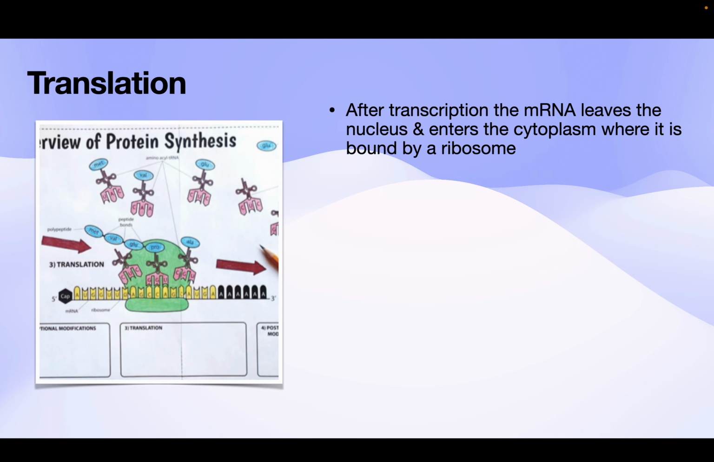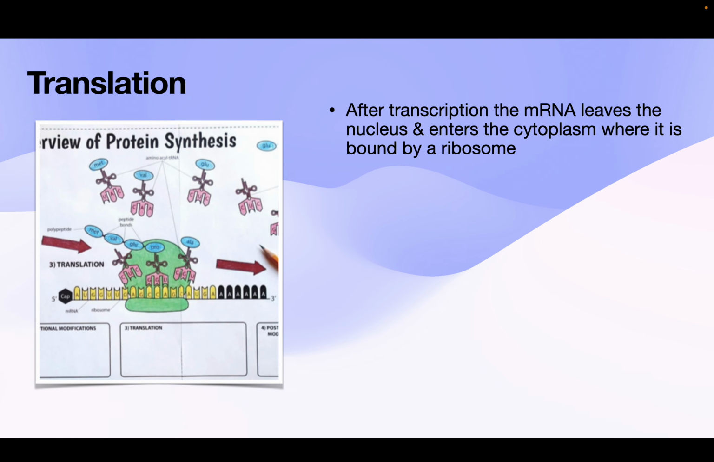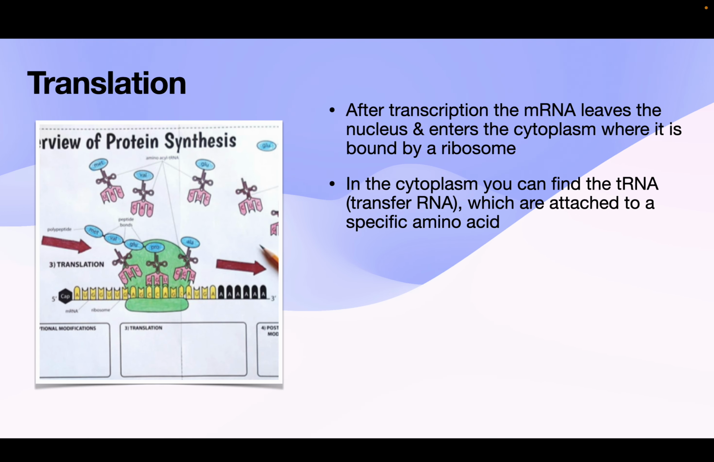After transcription, our mRNA has been produced in the nucleus, and it's going to leave the nucleus and go into the cytoplasm. Our ribosome, which we see here colored in green, is going to bind to it. Remember, ribosomes are made of rRNA. Here you can also find the tRNAs, the little pink ones in this picture, the transfer RNAs. They're all attached to a certain amino acid. We can see here this one has methionine, valine, glycine, different ones attached.